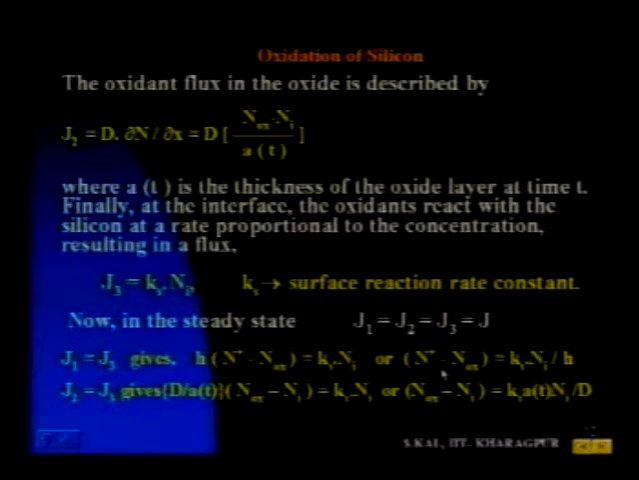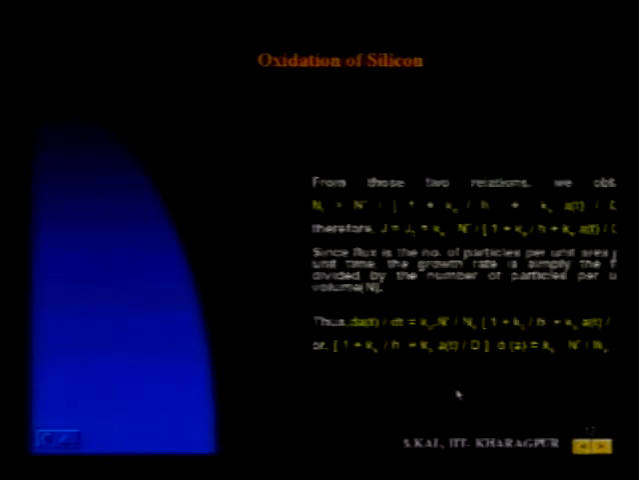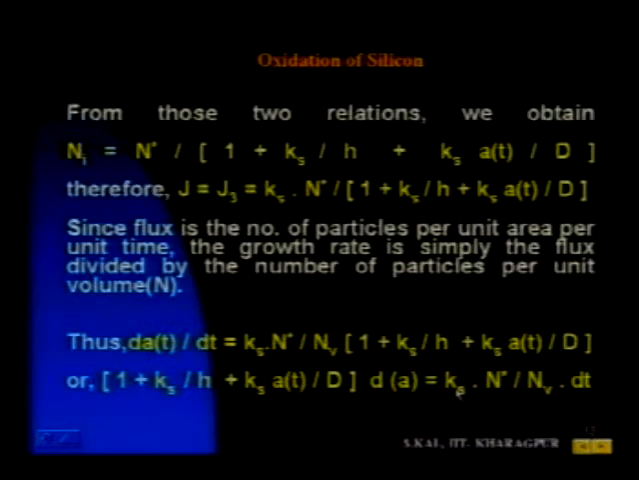Now, once you get these two relations, the N star minus Nox is equal to something, and Nox minus Ni is equal to something. Now, if you add these two relations, that will give you N star minus Ni. Let us see how this value is. So, from those two relations you obtain Ni is equal to N star divided by 1 plus Ks by h plus Ks At by D.